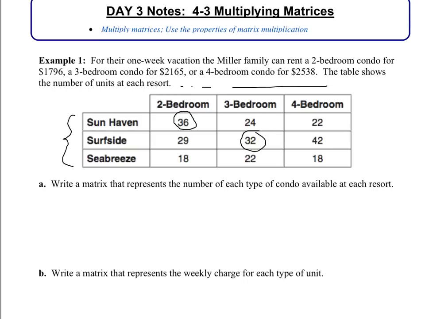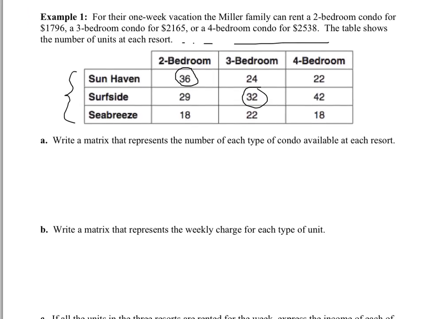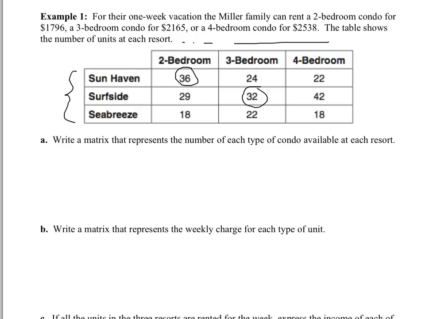Okay, so for the first part of this problem, part A, we want to write a matrix that represents the number of each type of condo available at each resort. So just like the word problems before, we're just going to take this and rewrite it. So our first row is Sunhaven, then Surfside, then Seabreeze. All sound lovely. Okay, then we have 2 bedrooms, 3-bedroom, and our 4-bedroom units.